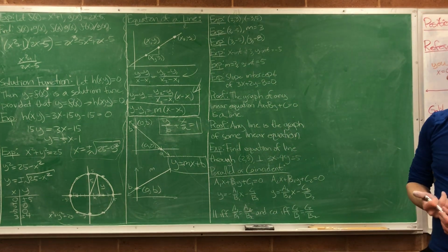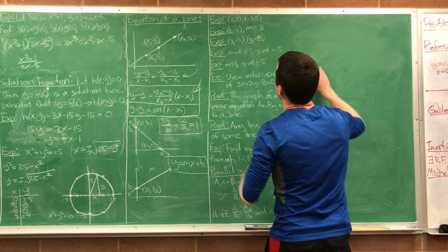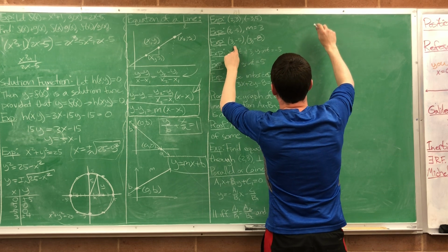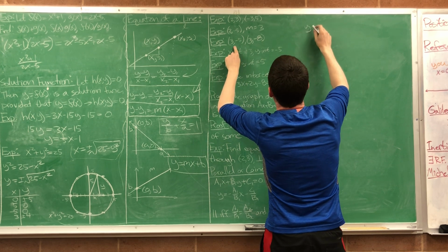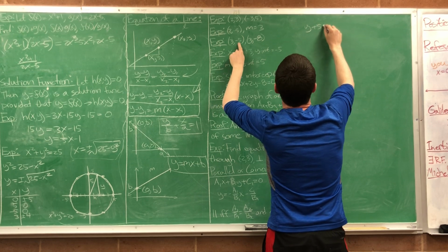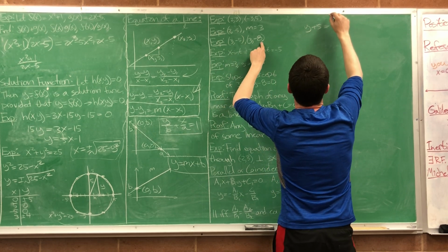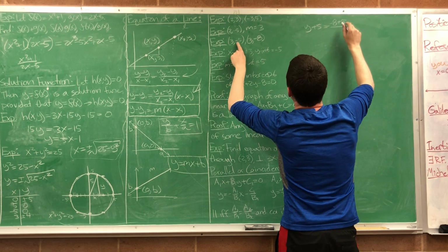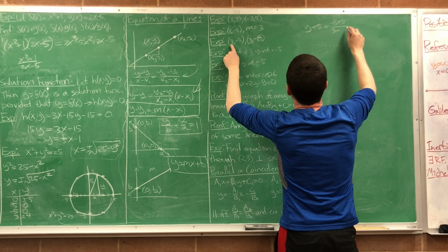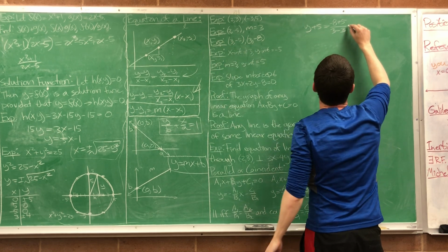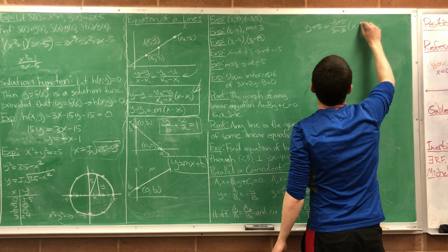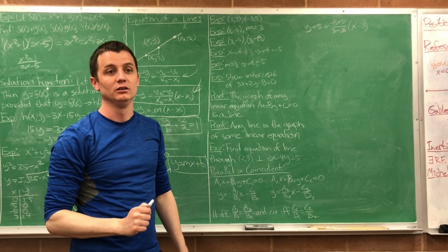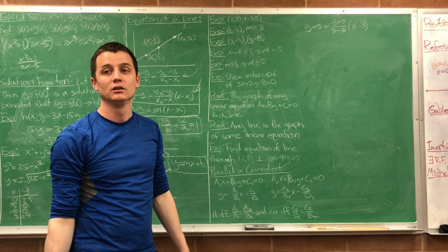X-intercept at 3, y-intercept at negative 5. Oh, skip this one. So this one we have, remember this is our formula: y minus y1 is equal to y2 minus y1 over x2 minus x1 times x minus x1. Okay, what's our slope on that line going to be? It's undefined.